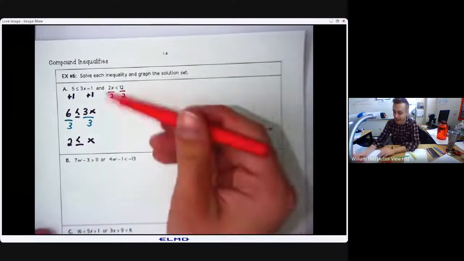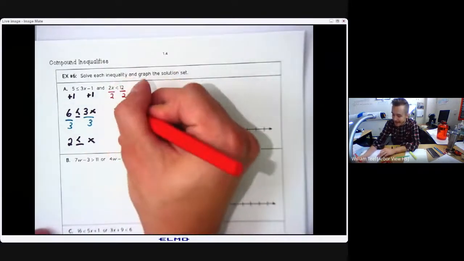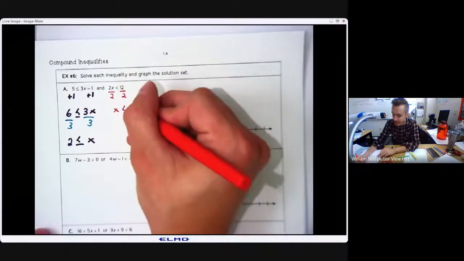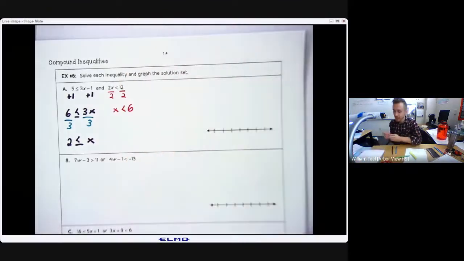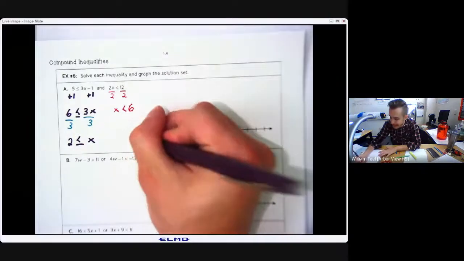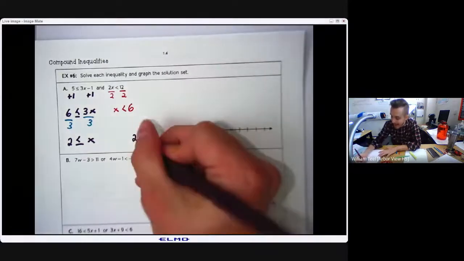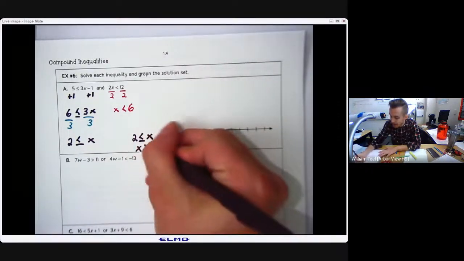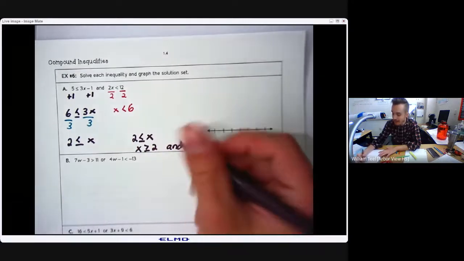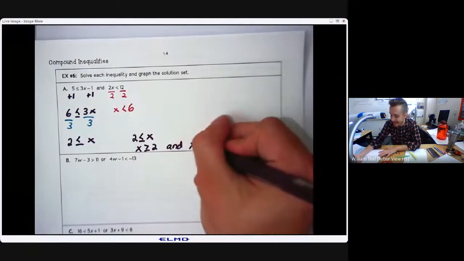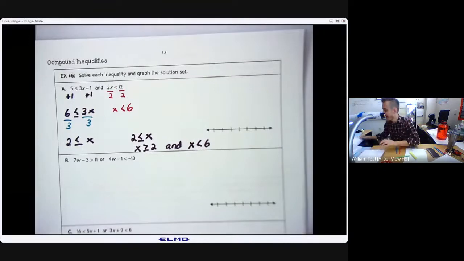Then I'm going to have x is less than 12 divided by 2, which is 6. So what I'm looking at here is 2 is less than or equal to x, or in other words, x is greater than or equal to 2. And I'm also looking at x is less than 6. So I have to do both of these at the same time on the same graph. So I'm going to go ahead and look for this.